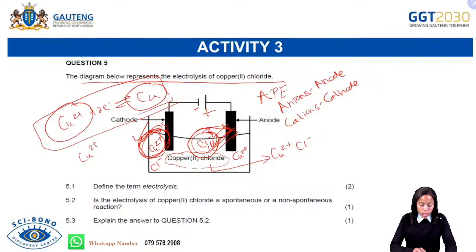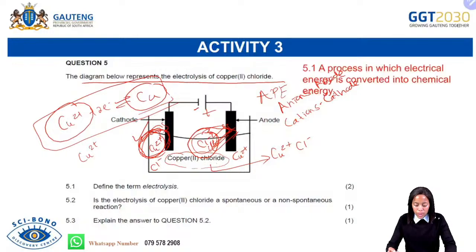Okay. So now let us look at the questions. 5.1 says define the term electrolysis. So we are saying that it is a process in which electrical energy is converted into chemical energy. So remember, with your definitions, we are going to define according to the examination guideline.